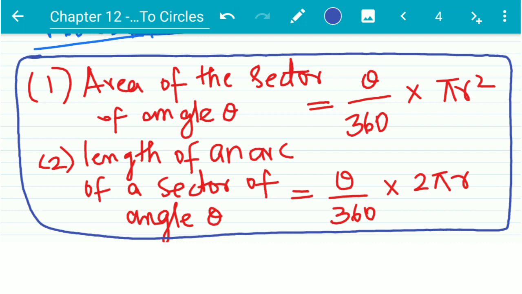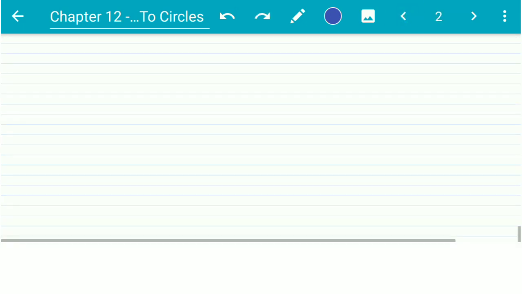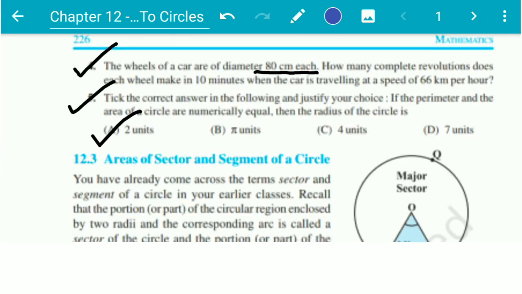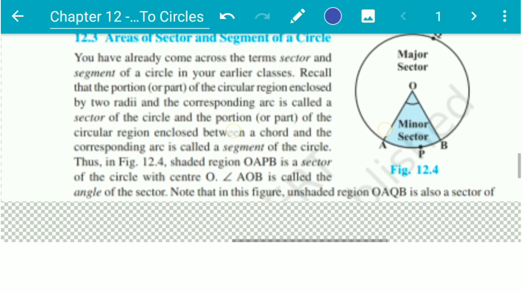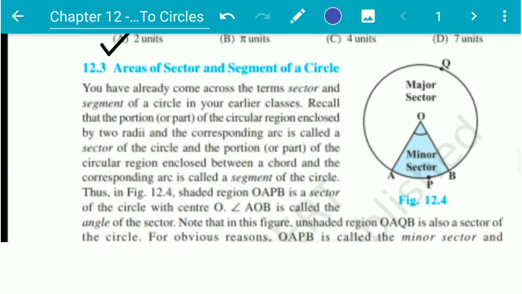Okay, so today we'll stop the class here. So we completed exercise 12.1 and also started with another topic, sector and segment. In the next class, we'll deal with example number 2, 3 and other exercises.